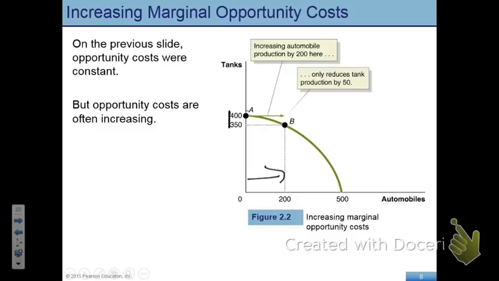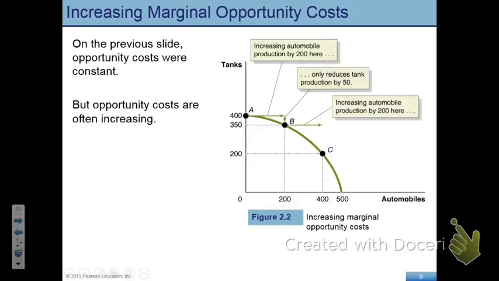Specialization. Because every resource that we have has a certain degree of skill, a certain degree of specialization in our economy. So the argument is as follows. If the economy tries to produce even more automobiles by giving up more tanks, the economy can produce more automobiles, but it will no longer be equally efficient or equally productive. Okay, how do we show that?